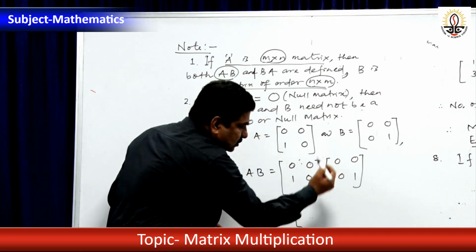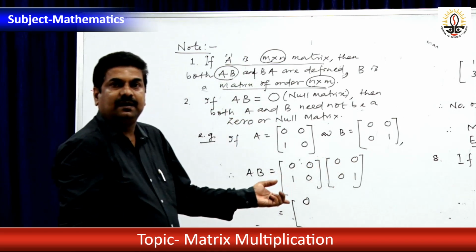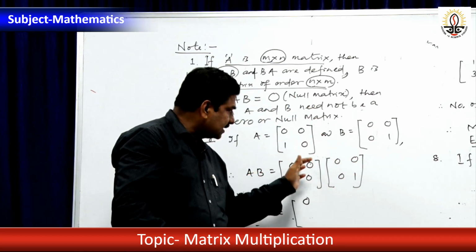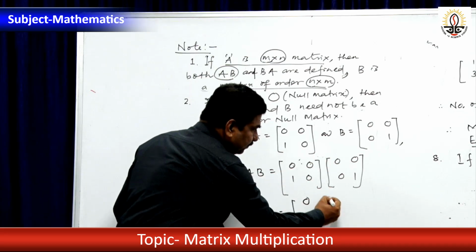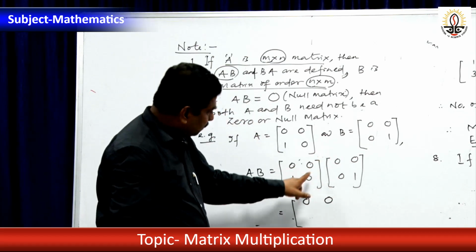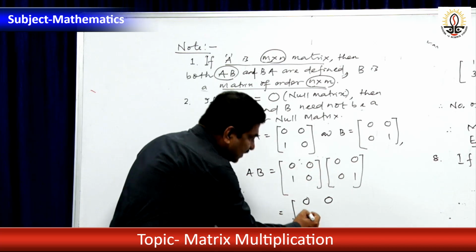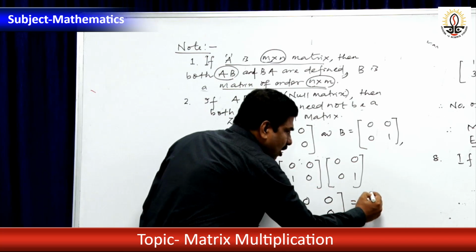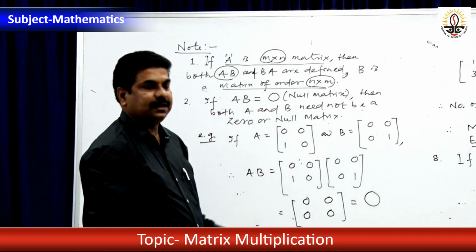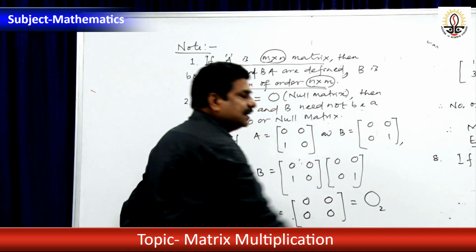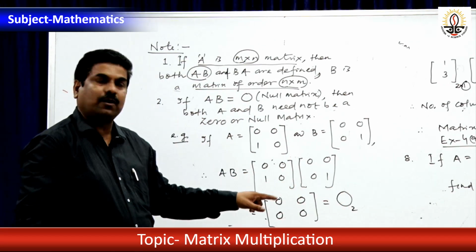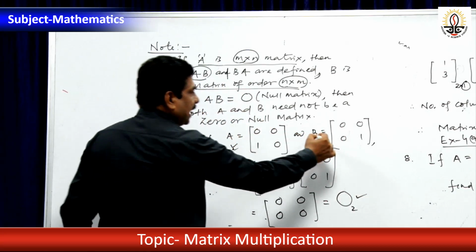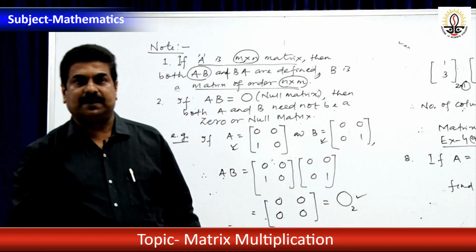0 plus 0 into 0 is 0. In the second case again you multiply 0 into 0, 0 plus 0 into 1, again 0. 1 into 0, 0 plus 0 into 0, 0. Here you see 1 into 0 plus 0 into 1, 0. So this is a null matrix, dear. This is a null matrix of order 2. Here you see AB is equal to a null matrix, but A and B need not be a zero matrix.